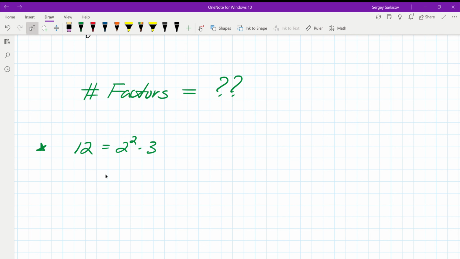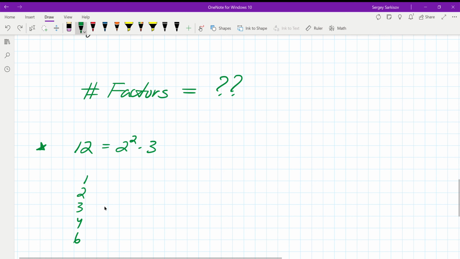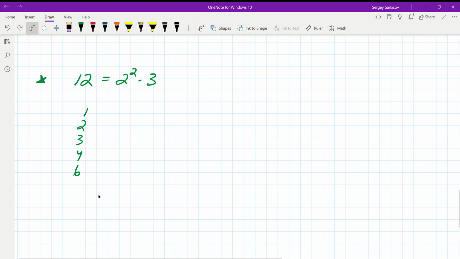Now look, the factors of 12. Let me write them this way: 1, 2, 3, 4, 6, and 12, right? Those are the numbers we just had. I'm just going to write them again, and let me lower it a little bit so we can have some space. So what happens is this, look. 1 is actually a power, if you think about it. So 1 is a power of 2. How many 2s? There are no 2s.